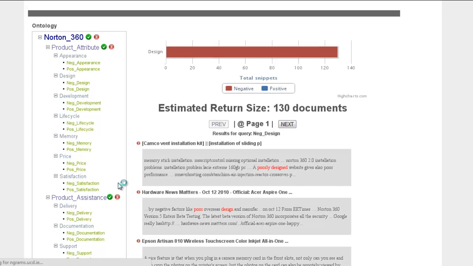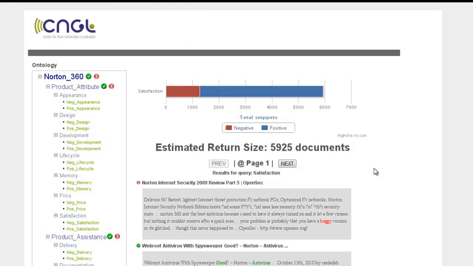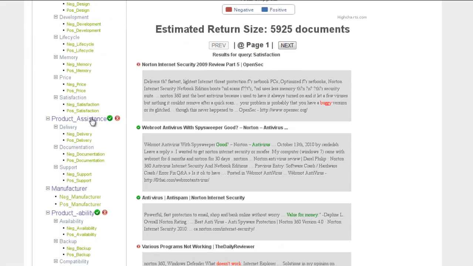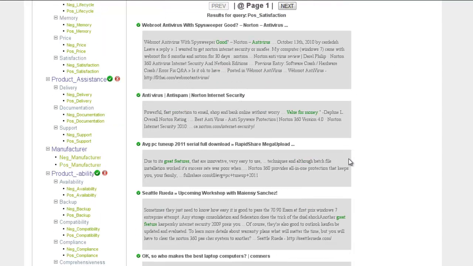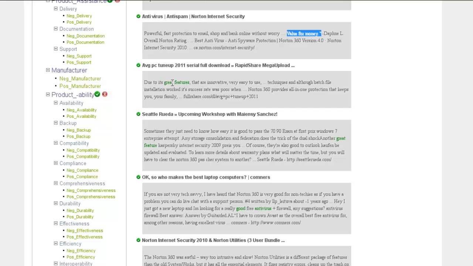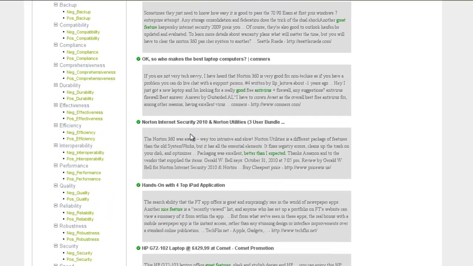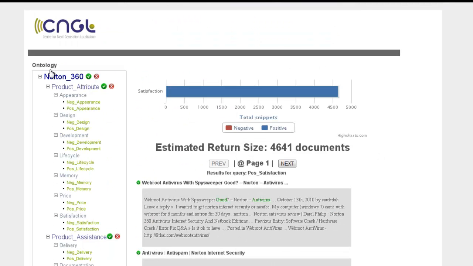And if we want to see if people are in general satisfied or not, specifically the positive, it's easier to see. We can find stuff like value for money, great features. So this is a very nice way of showing, like for example, graphics, like in general what people are thinking about Norton in the different aspects.